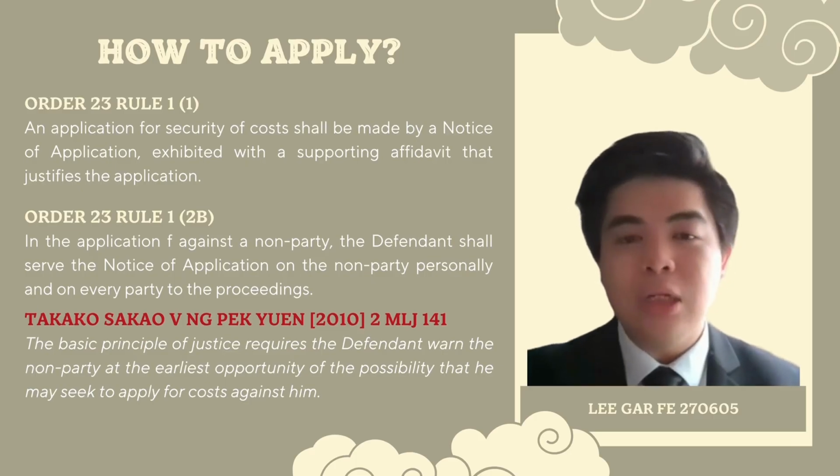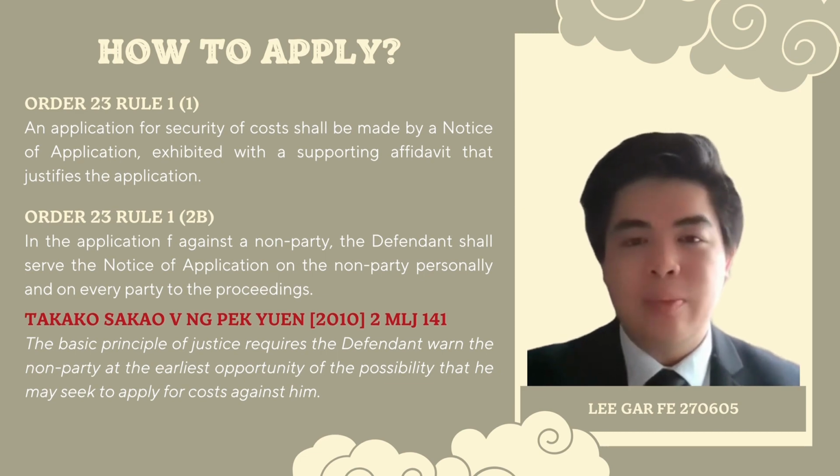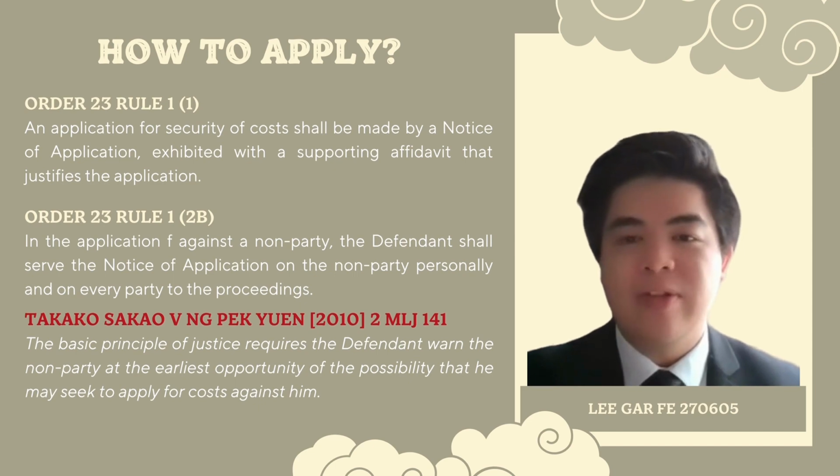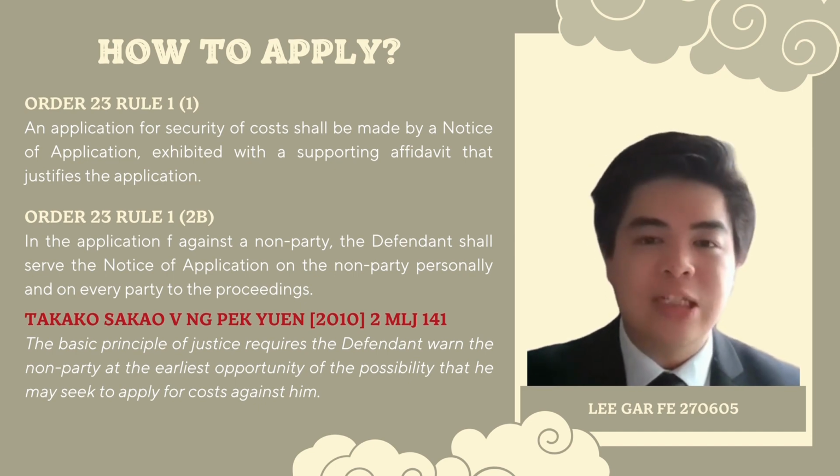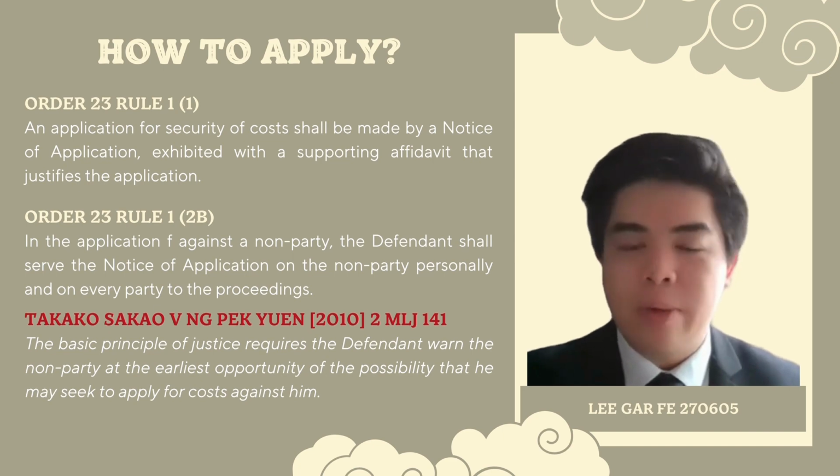Now, I will share on how to apply for a security for costs. Generally, Order 22, Rule 1, Sub-Rule 1 stated that the application shall be made by way of notice of application, exhibited with a supporting affidavit to justify the application. For instance, to prove the instances mentioned in Rule 1, Sub-Rule 1, Paragraph A to Paragraph D.